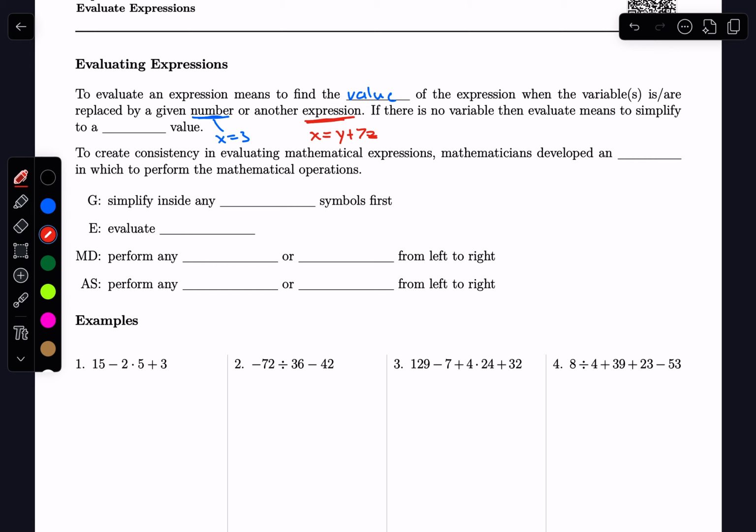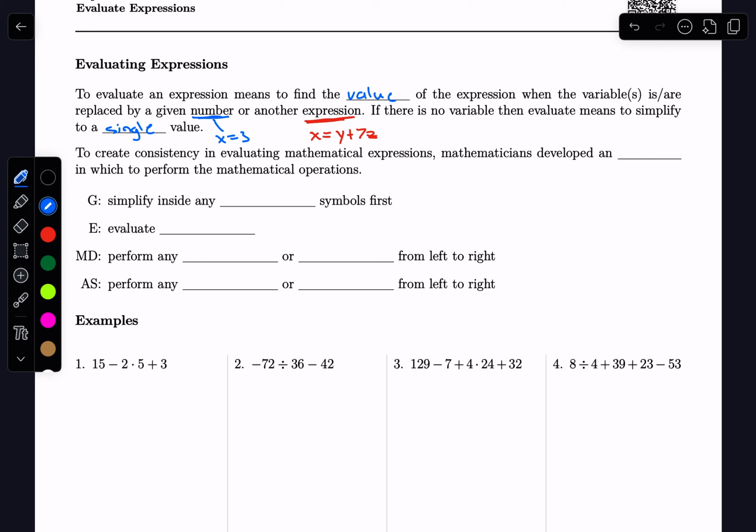And that might seem a little crazy, but we have all sorts of different ways that we combine functions and expressions, and eventually we will be plugging expressions into other expressions. For this lesson though, we're just going to be replacing variables with numbers, again, such as x equals 3. If there is no variable in the expression, then evaluate means to just simplify to a single value. And so that's what we're going to be doing in numbers 1 through 4 at the bottom. There are no variables in those problems, so we're just going to simplify down to a single number.